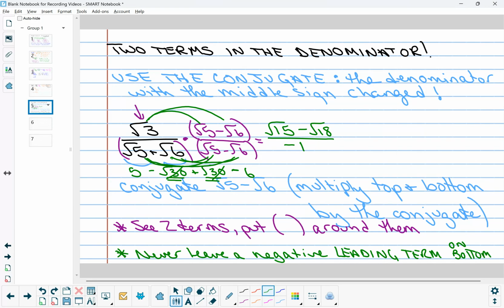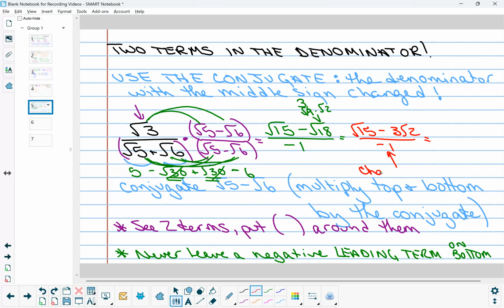Okay, so we can reduce this root of 18. So this is rad 9 times rad 2, and that's a 3. So this becomes rad 15 minus 3 rad 2 over negative 1. And what this negative down here does is change the signs of everything.